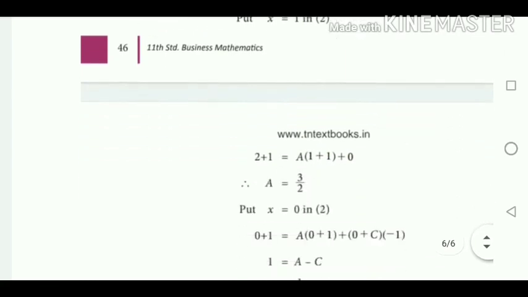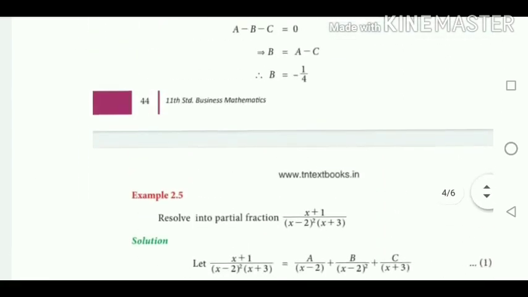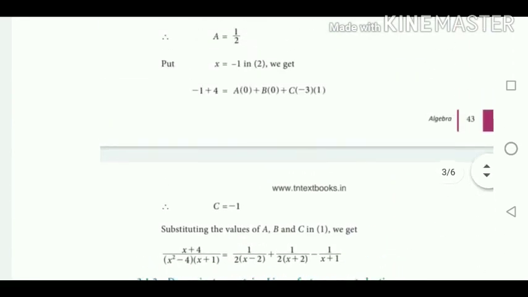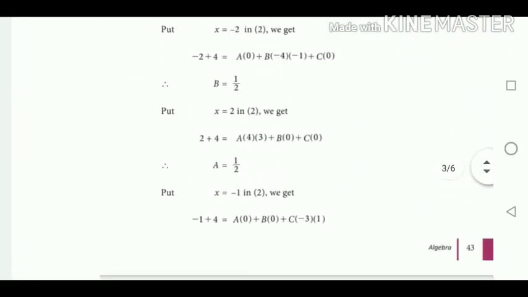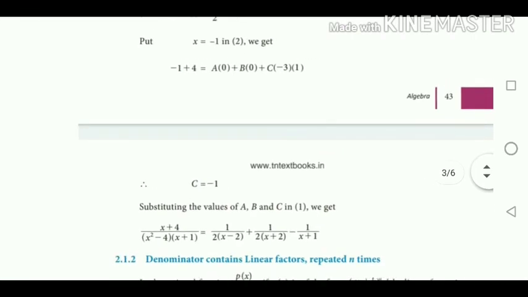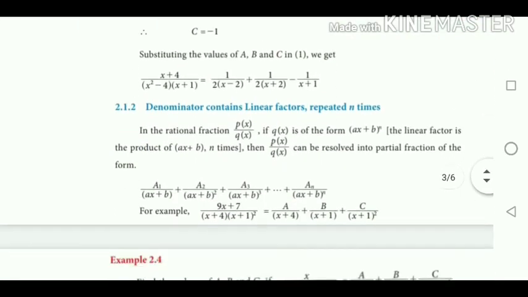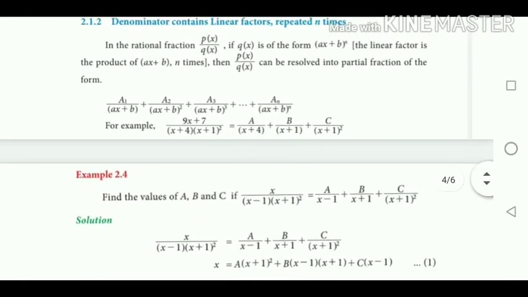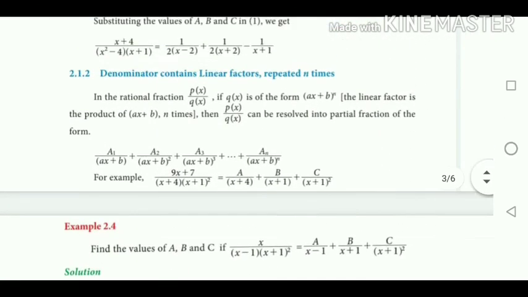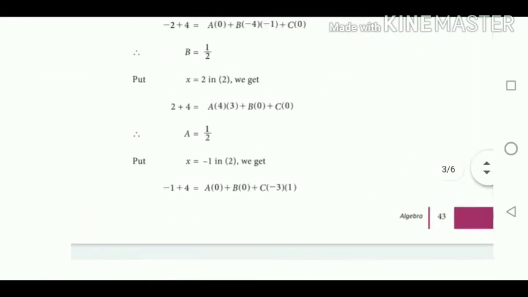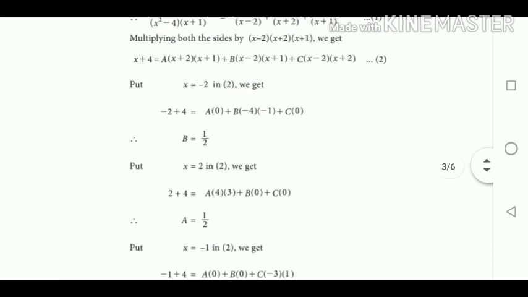Okay. In the afternoon session we are going to see about this exercise sum. Okay. So for your September exam you have this second chapter. So do the sums regularly. Practice makes a man perfect. So practice well in order to score marks. Okay. So in the afternoon we are going to see about 2.1. Okay. Thank you students.